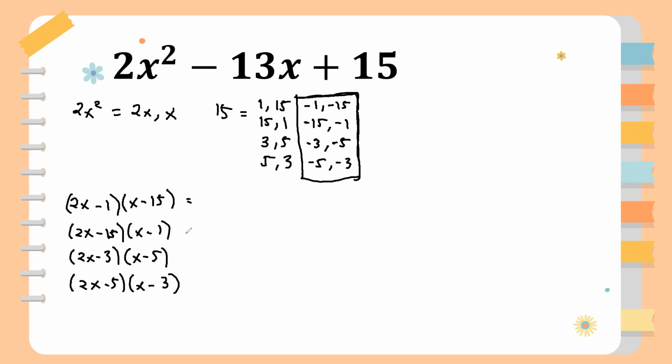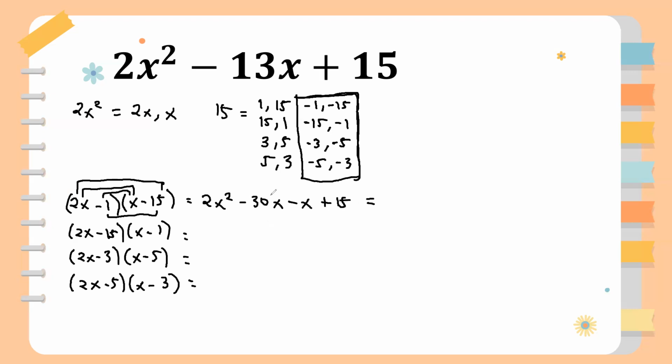Okay, sige. Let's try. First na gagawin natin is we use the FOIL method para mas madali. I-FOIL method natin sila. So we have 2x times x that is equal to 2x squared. Outer term, 2x times negative 15 that is equal to negative 30x. Negative 1 times positive x that is equal to negative x. Negative 1 times negative 15 is equal to positive 15.